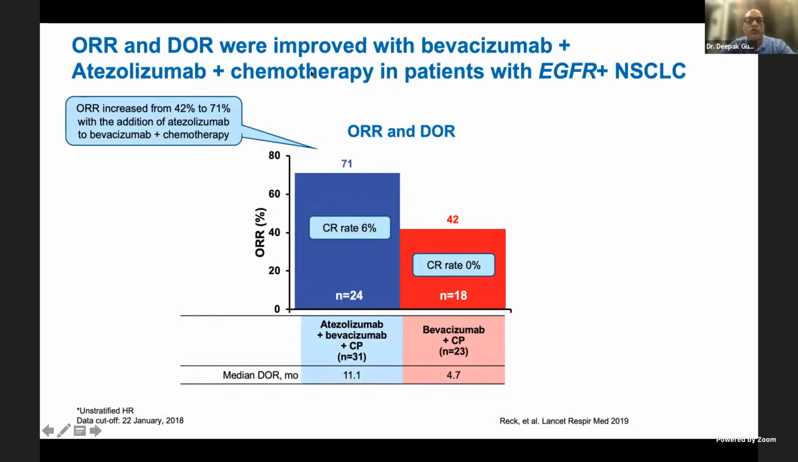Overall response rates and duration of response were also improved with bevacizumab plus atezolizumab, which increased from 42% to 71%. And CR rate, which was 0% with BCP, increased to 6% with ABCP.